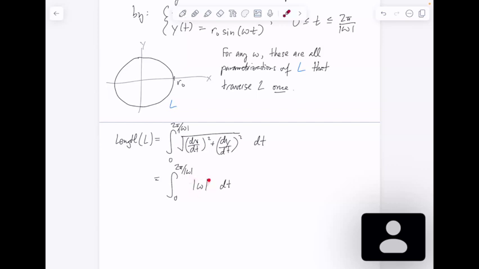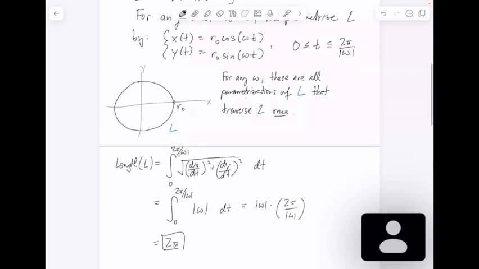Now, this does not depend on time at all, right? You're integrating a constant, whatever omega was. So you can take the constant out, and you're just integrating 1 over this interval, 0 to 2 pi over absolute value omega. So that's just 2 pi over absolute value omega, and that just gives you 2 pi.